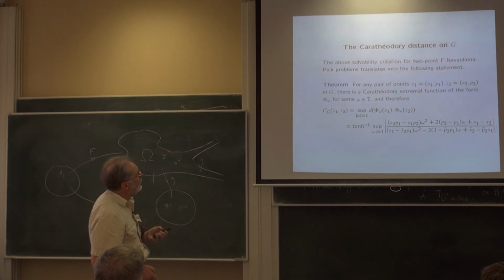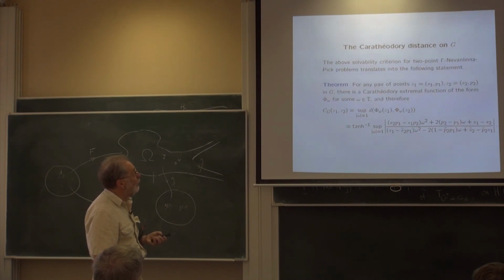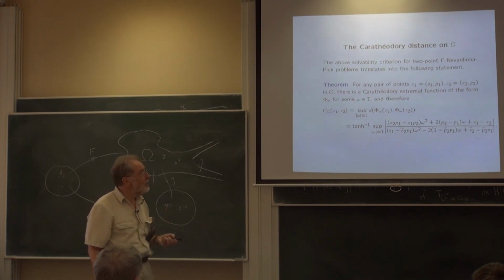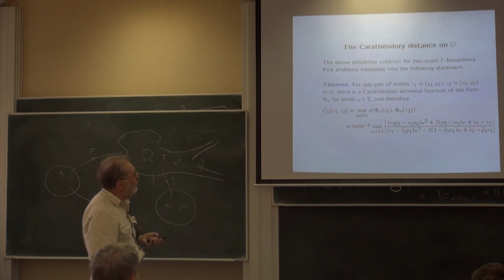And there's a dual notion. Oh, well, I'll come on to that in a minute. Yeah, so the solvability criterion that I just described for 2-point spectral Nevanlinna-Pick problems can be interpreted as being a formula for the Carathéodory distance on omega. And there it is. It's somewhat messy, but it's the truth. So this is really just a reformulation of what I've already told you.